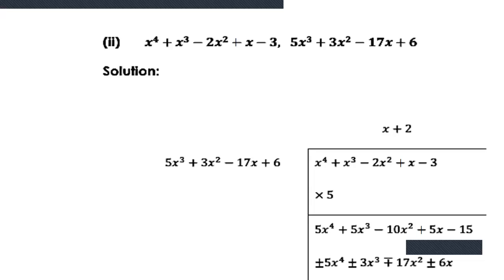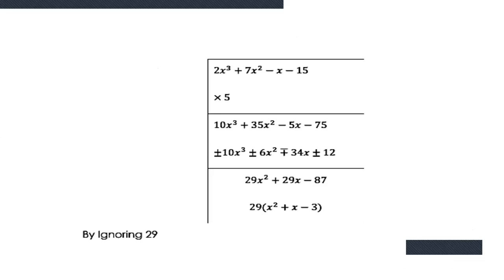By changing sign, 5x cube minus 5x cube will cancel, 5 minus 3 equals 2x cube, 17 minus 10 equals 7x square, and 5 minus 6 equals minus x, minus 15 will be left as it is. As you can see, the remaining answer is 2x cube plus 7x square minus x minus 15.